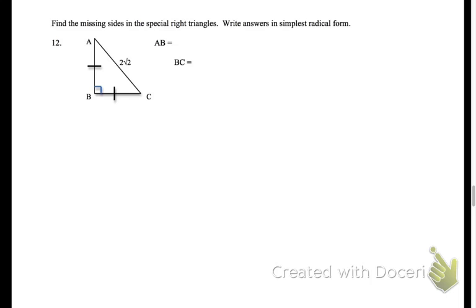Okay, find the missing sides in the special right triangles and write your answers in simplest radical form. Here we've got a 45, 45, 90 right triangle, and the hypotenuse here has a length of 2 root 2. Well, we know in a 45, 45, 90 right triangle that the hypotenuse is root 2 times the legs. So that is a simple calculation to tell us that the legs both have a length of 2.